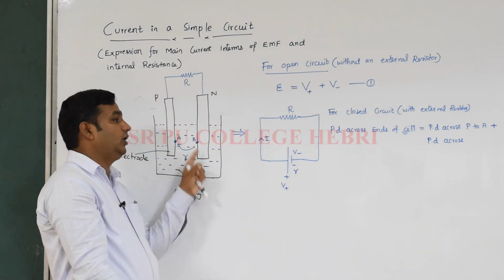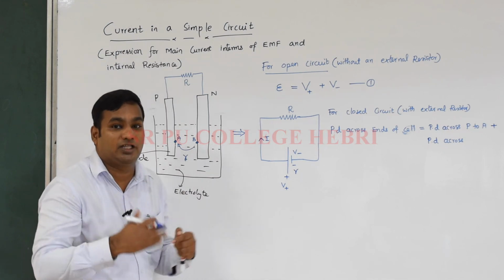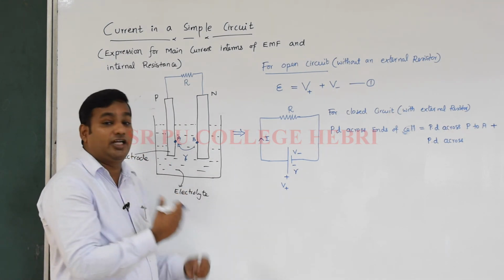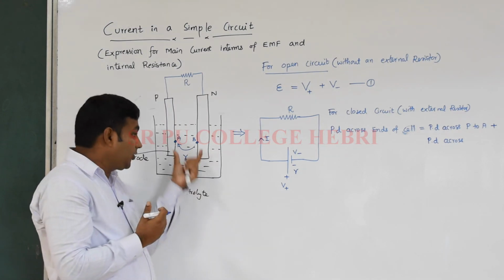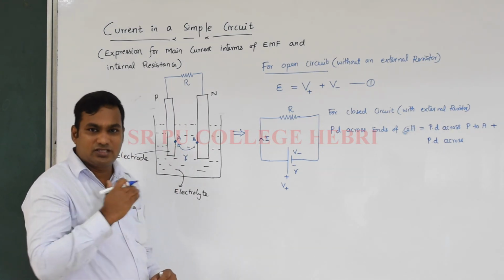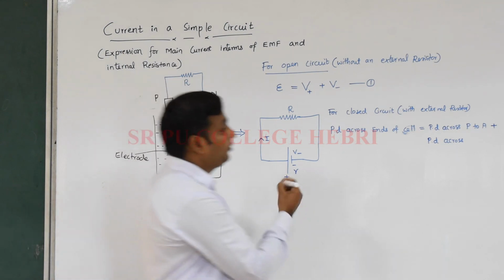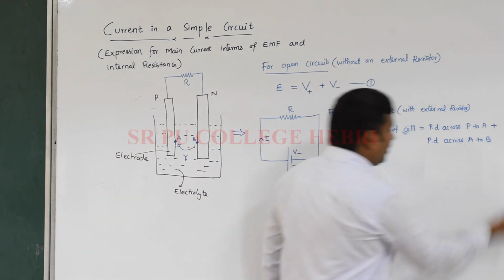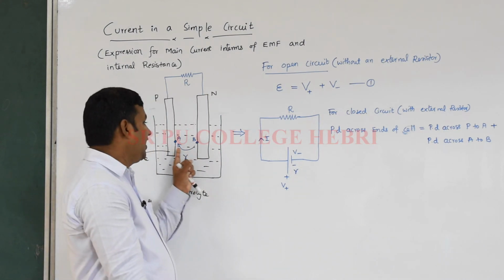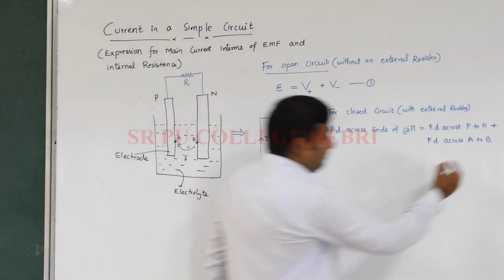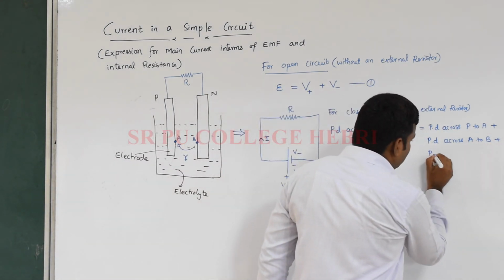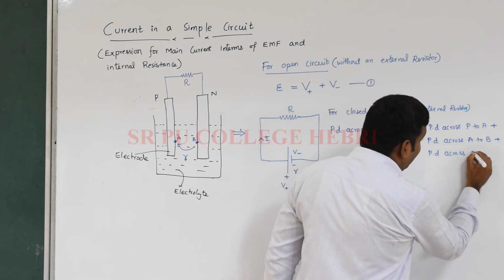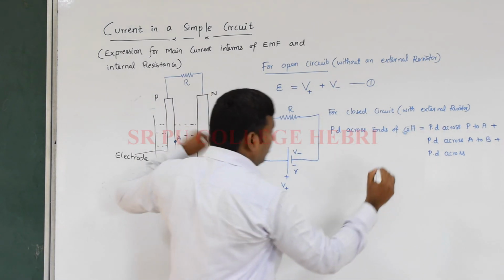The circuit will complete only if the electrolyte provides the path for the flow of charge. But this electrolyte may oppose the flow of charge, though it provides the path with certain opposition. Automatically, potential difference across A to B, plus the potential difference across N to B.